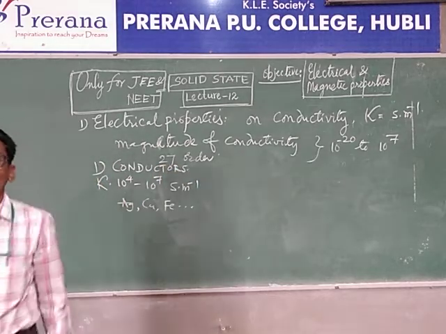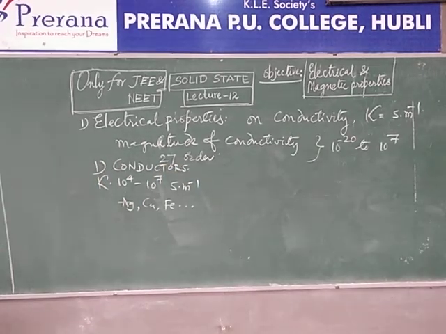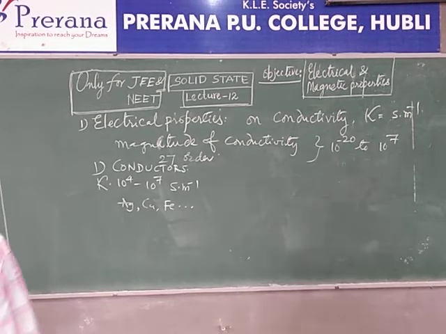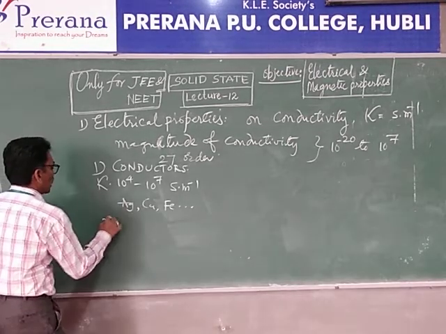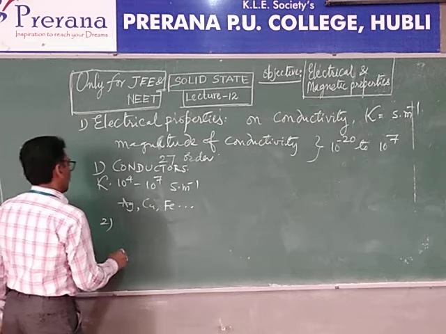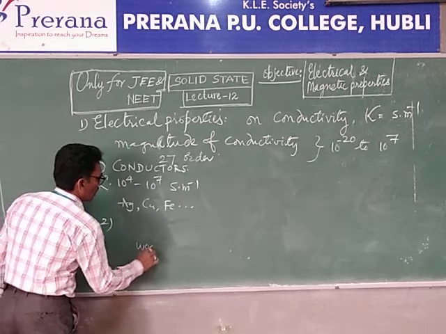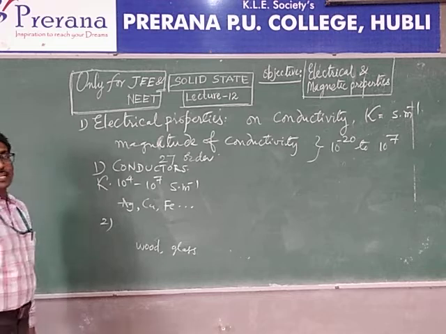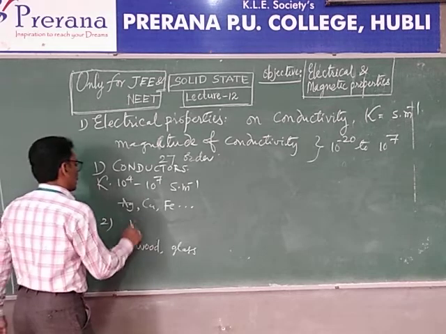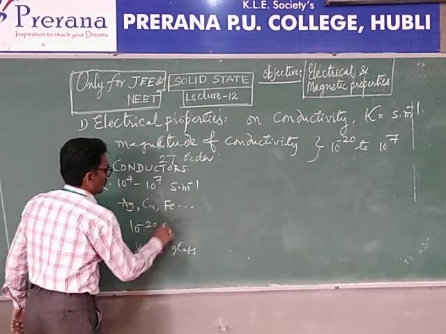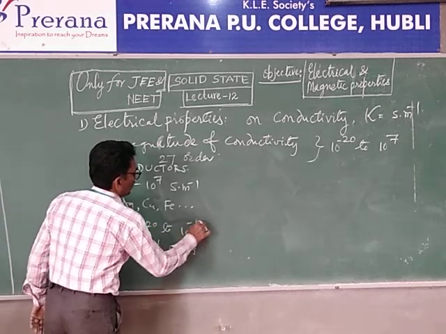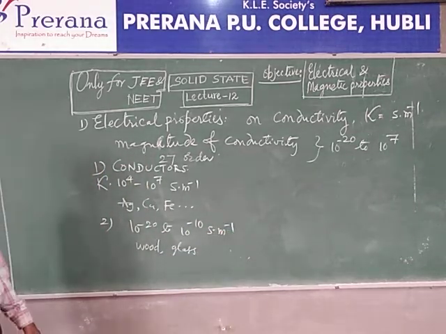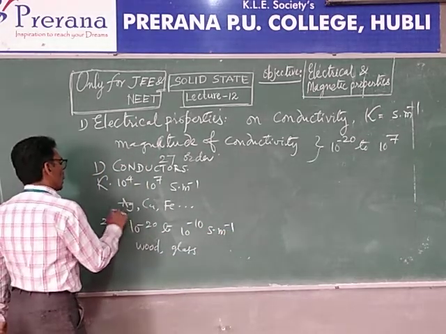Some materials show very poor conductivity, like wood and glass. These materials exhibit very low conductivity, 10 to the power minus 20 to 10 to the power minus 10 Siemens per meter, and are classified as the second type, known as insulators.